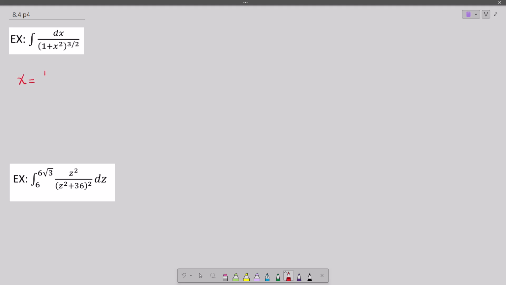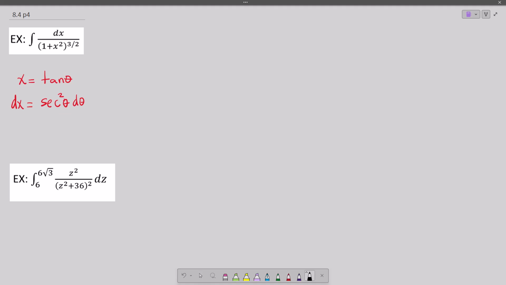So we're going to let x equal tangent of theta. Why? Because 1 plus tan squared is an identity. 1 plus tan squared is secant squared. So we're going to let x be tangent. And then we take the derivative, we get dx. Derivative of tangent is secant squared of theta d theta. And then we're going to plug and chug here.